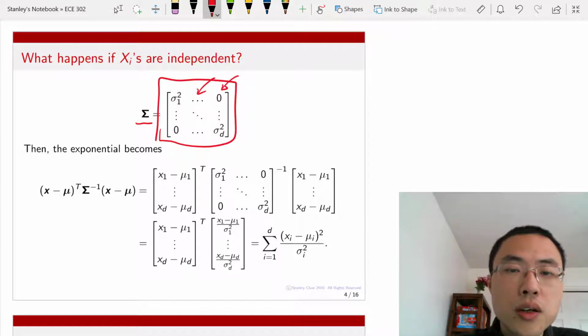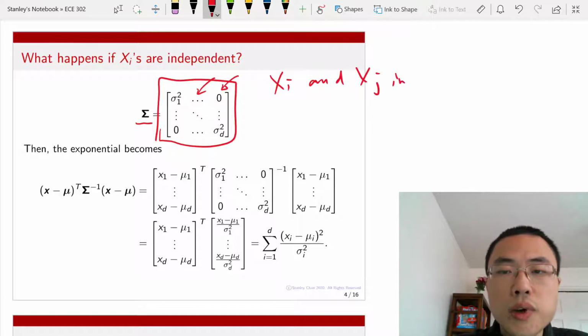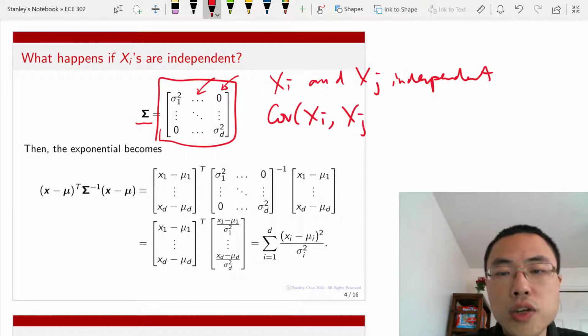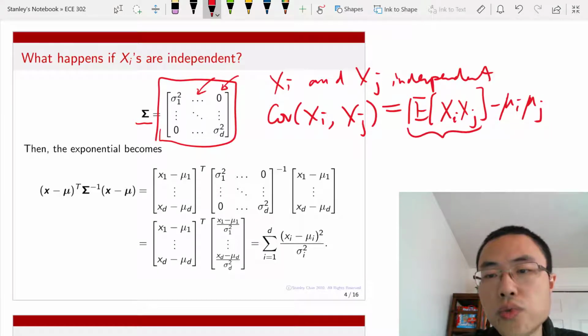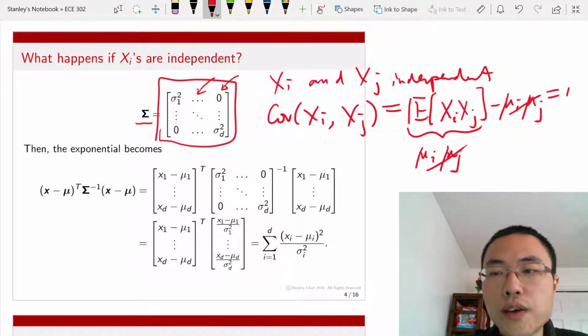That's because if xi and xj are independent, then you can show that the covariance of xi and xj, which is the expectation of (xi minus mu i) times (xj minus mu j), since they're independent, will just give you mu i times mu j. And so these two terms will cancel out, and so you will have 0. That's why if they're independent, then all the covariance terms go to 0.